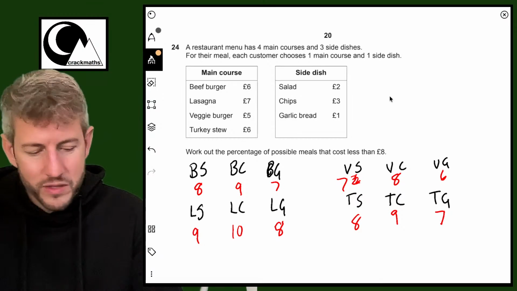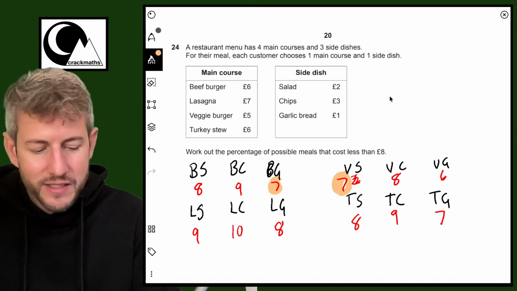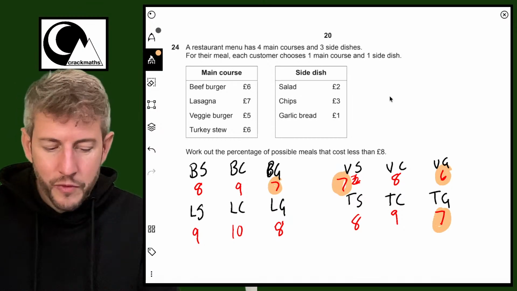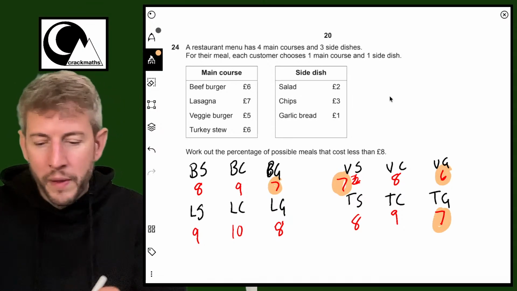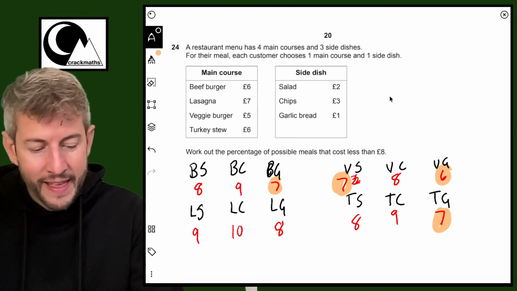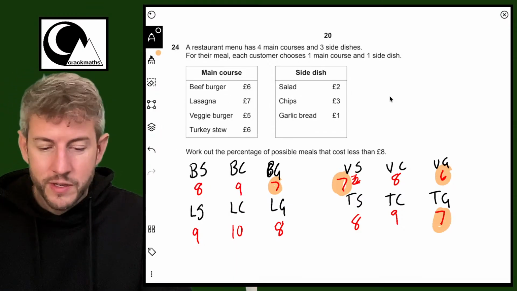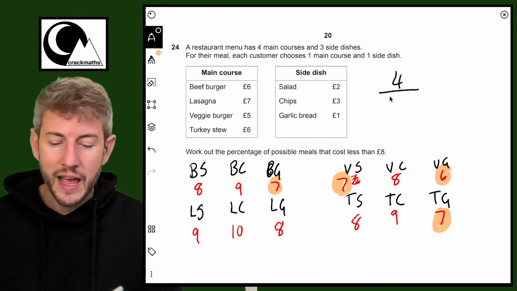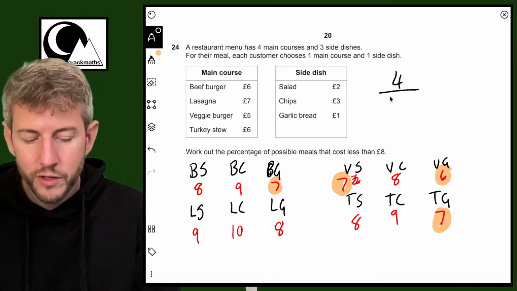Okay, right, so what's the question? That cost less than £8. So they only want the ones that cost less than £8. So that is just these ones here. Have I missed any? We've got 1, 2, 3, 4 meals there. So we've got 4 options that cost less than £8. And how many options are there altogether?